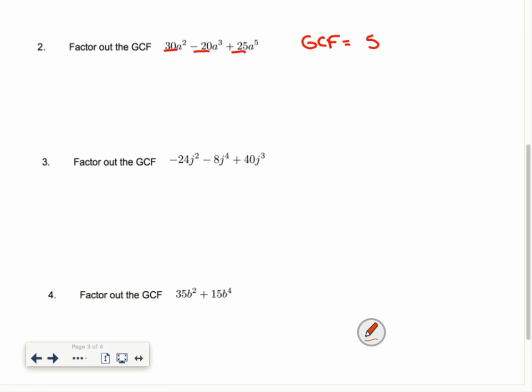And then if we look at our variables, we have an a squared, a cubed, a to the fifth, so we need an a. And then the smallest exponent is squared. So that's our GCF. So we're going to write that over here. Now we have to divide everything by 5a squared. So divide that by 5a squared. Divide that by 5a squared. And divide that by 5a squared.